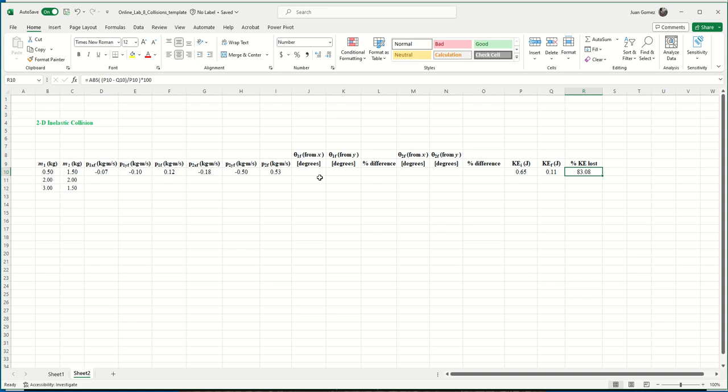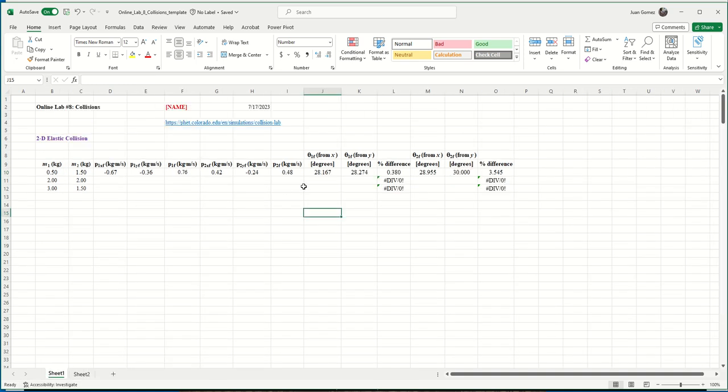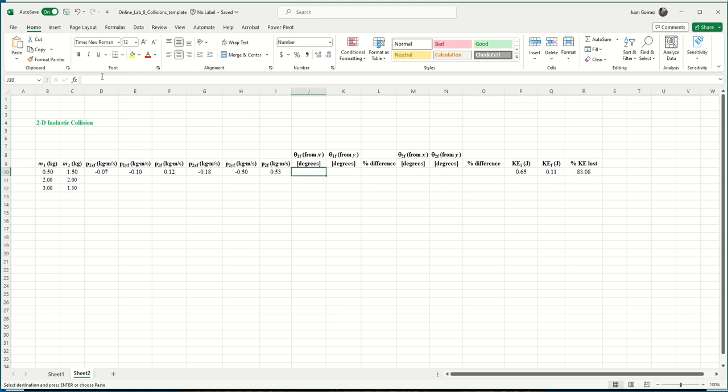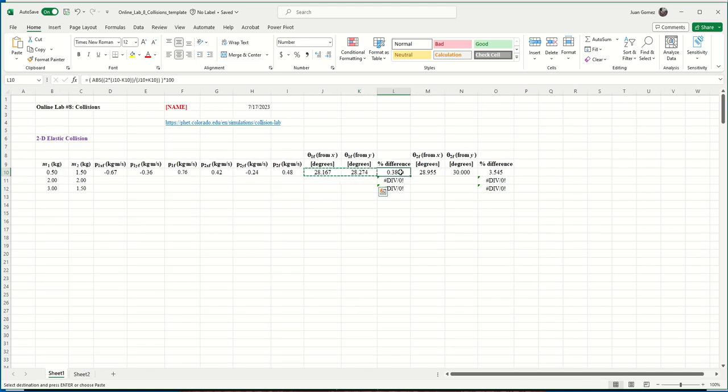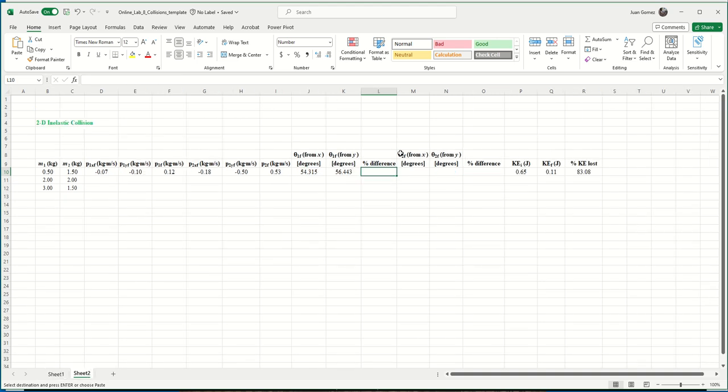Now, what about the angles? Remember, let's look at the J and K columns: theta 1 F from X, theta 1 F from Y. I don't have to reinvent the wheel. Go back to sheet 1, take the formulas, copy, paste. Look at that. Now, what about percent difference? I didn't copy it with the others. I should have just copied all three together. Copy, paste.